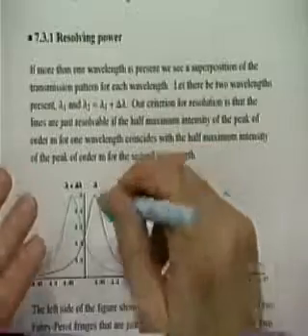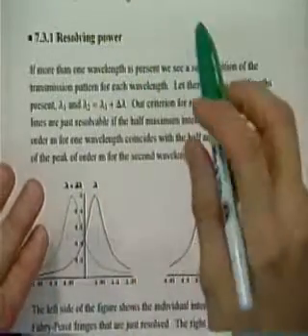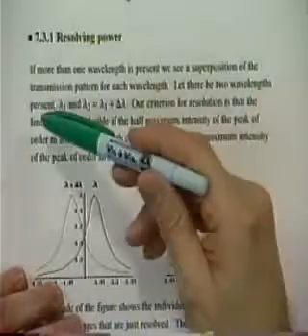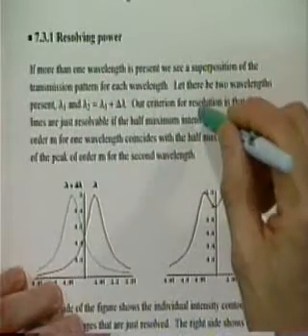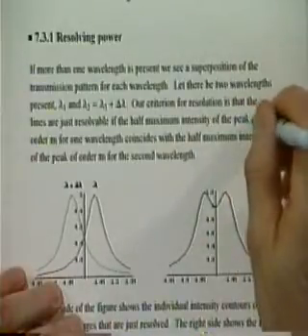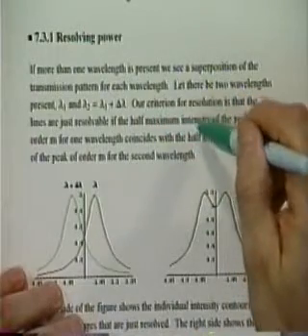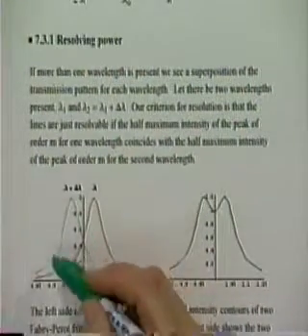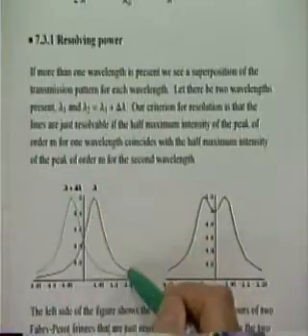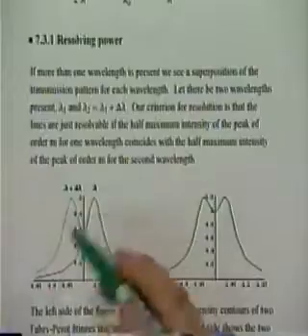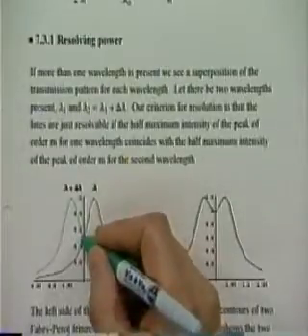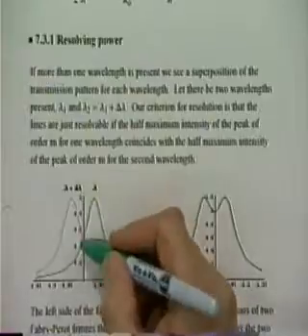And the answer here is that it's kind of fuzzy, just when you can resolve, but we're going to pick a criterion for them. The criterion that we're going to use in this class is that the two wavelengths are just resolved if the half maximum intensity of the peak of order m for one wavelength coincides with the half maximum intensity of the peak of order m for the second wavelength. So here is one wavelength, order m. Here are the fringes due to the other wavelength of order m. And we're saying that we're just barely resolving these two if the half intensity, the 0.5 point, for the two fringes falls on top of one another.